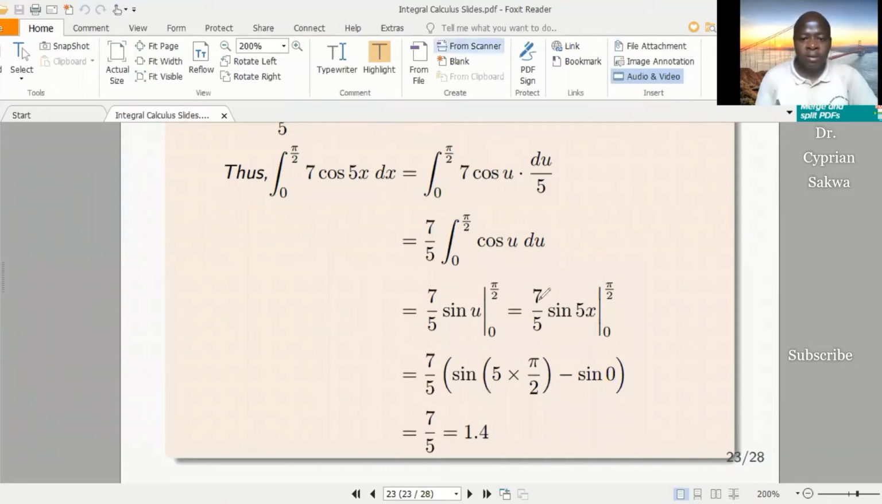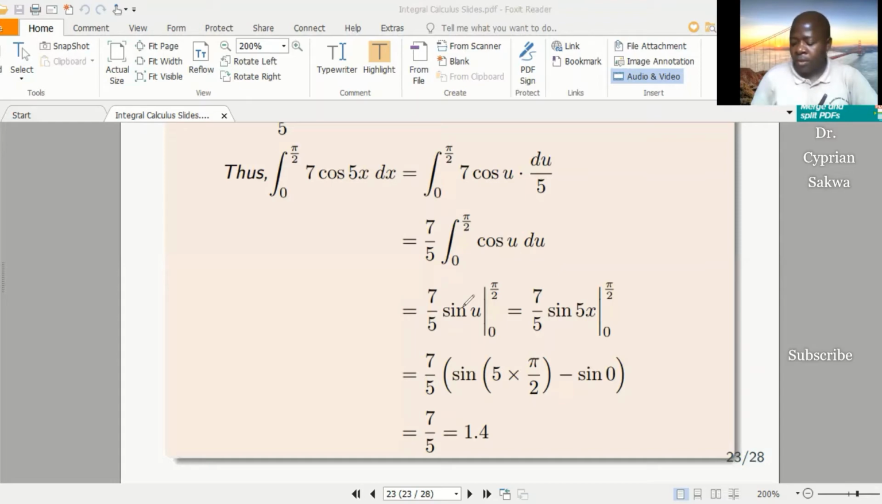Because we've already found that the integral is 7 out of 5 sine of 5x from 0 to pi out of 2, let's put pi out of 2. So that is 7 out of 5 into sine of 5 times pi out of 2 minus sine of 5 times 0, which is the sine of 0. Now, what is sine of 5 times pi out of 2? You know that pi in angles is 180 degrees. So what I'm talking about is sine of 5 times 90, because pi over 2 is 90. So sine of that is the same as positive 1.